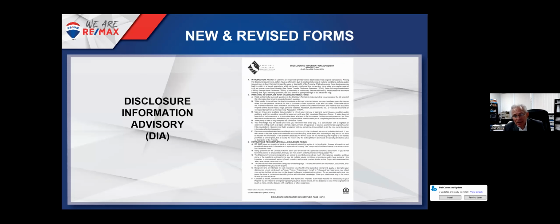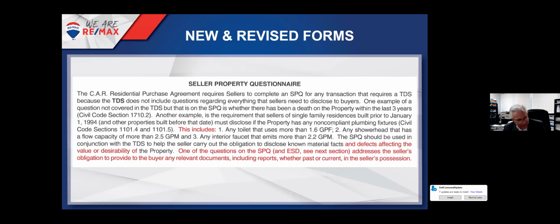Okay, the DIA has been modified slightly, and I love it because we still have problems with listing agents not providing us reports from previous escrows. That happens from time to time. If that ever happens, call me. I'm pretty successful at getting it. They added a sentence literally to say that the SPQ and the ESD state that the seller has to provide any relevant documents, including reports and inspection reports, whether past or current, in the seller's possession. They have to provide that. So that was just added. It's in the contract, it's in the RPA. Now it's also in the DIA.